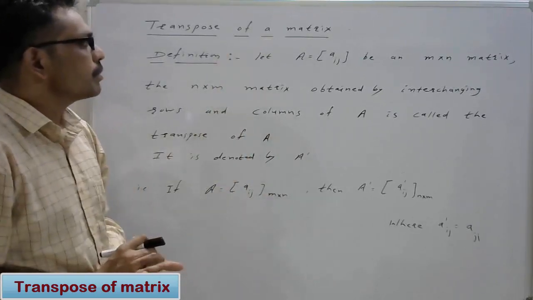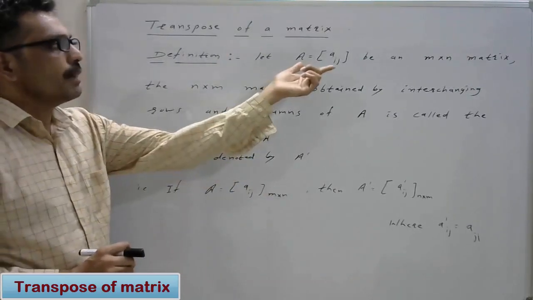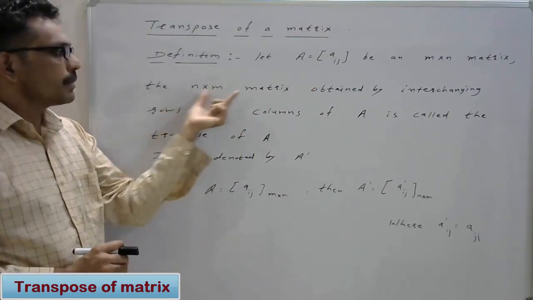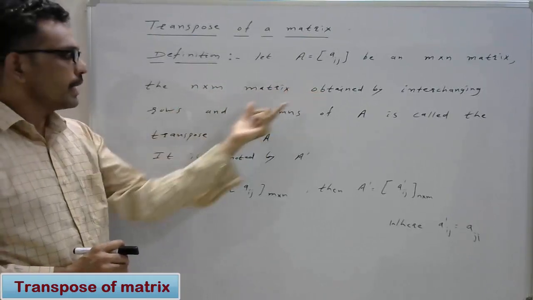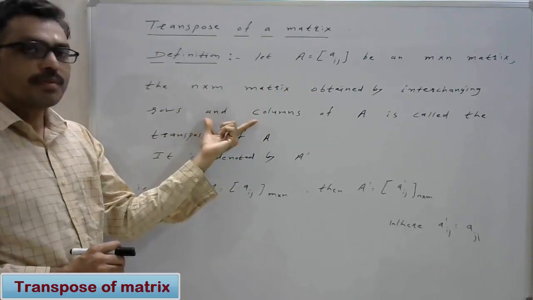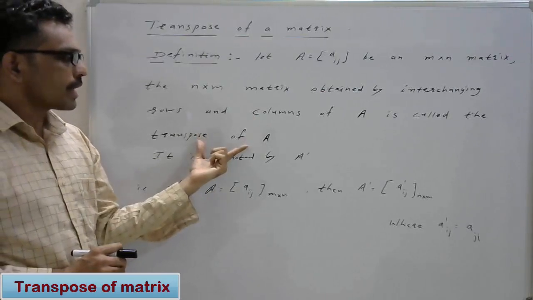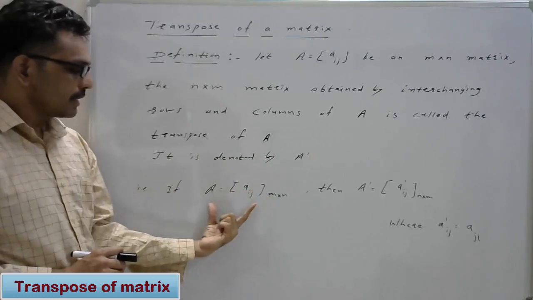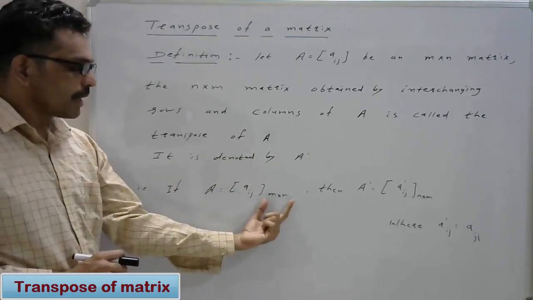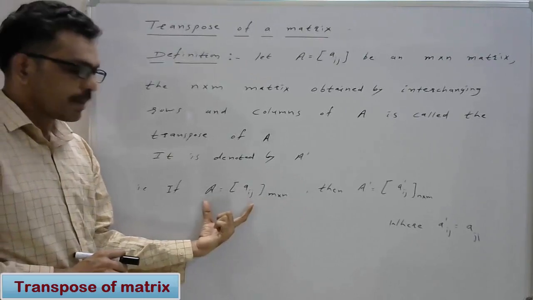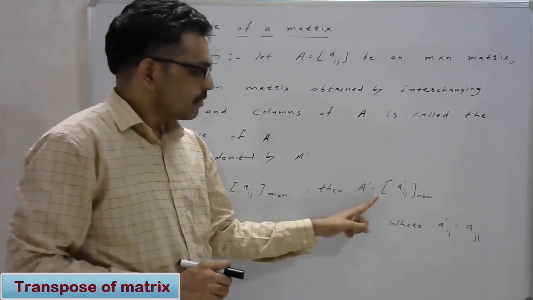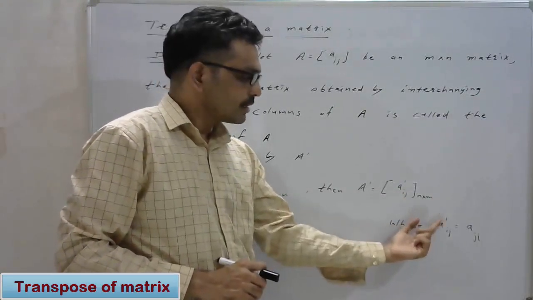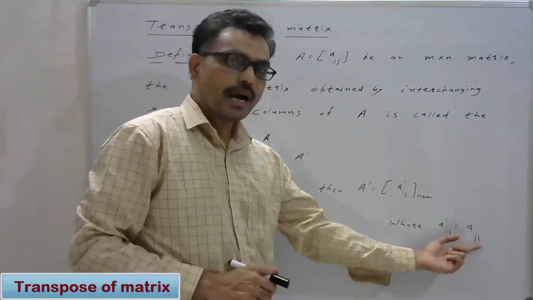See, in the definition of the transpose of a matrix, let A be an m by n matrix. The n by m matrix obtained by interchanging the rows and columns of the given matrix is called the transpose of A and it is denoted by A dash. Here we write A equal to a_ij of order m by n, then the transpose of this given matrix, A dash, is equal to a dash_ij of order n by m, where a dash_ij is equal to a_ji.